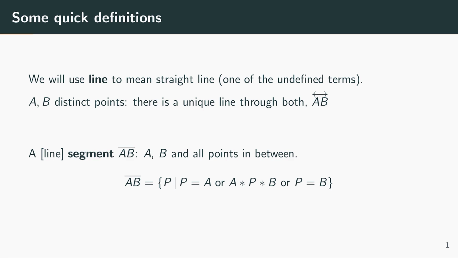The first thing we're going to use is line to mean a straight line. Line is one of the things that we used as an undefined term in our axiomatic framework. If you recall, one of our incidence axioms says that if I have two distinct points, A and B, there exists a unique line that is incident to both of them, a unique line that passes through both of them. That line we're going to denote with this notation of AB with this arrow over top of it.